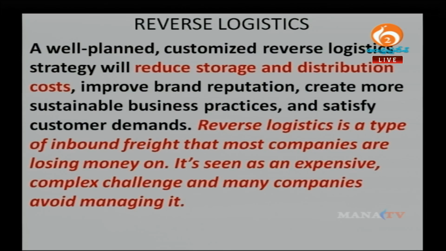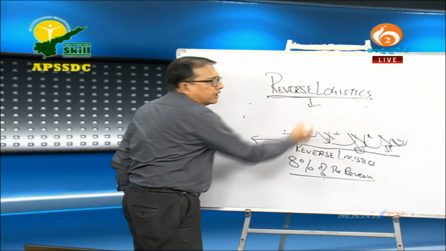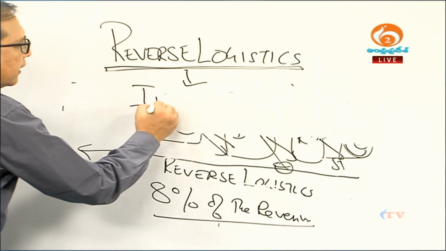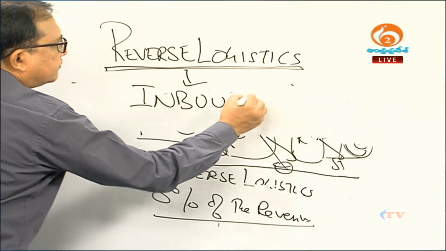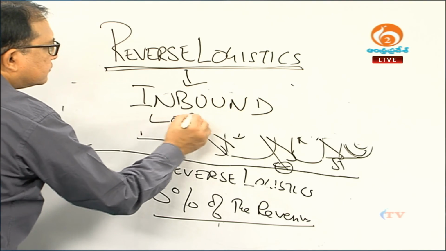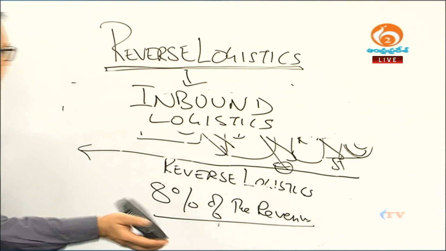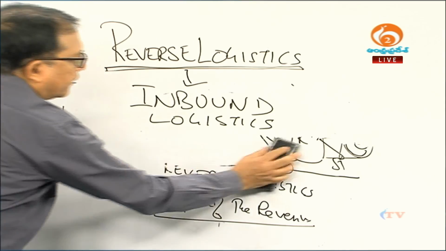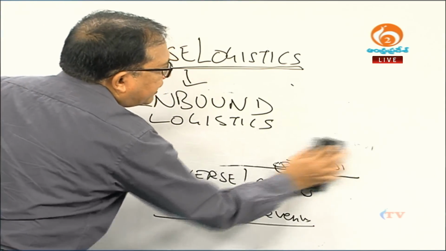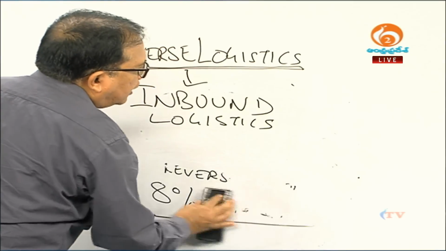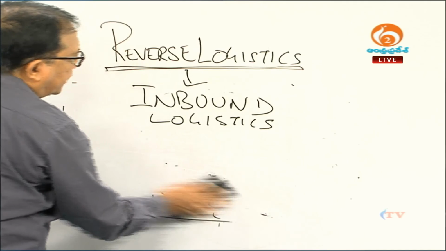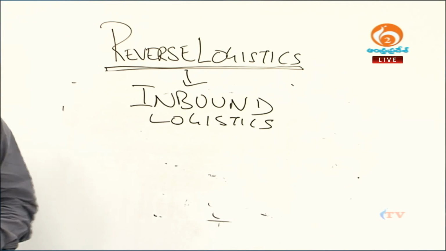So, one thing that we all must remember about reverse logistics is, let us see the board. Reverse logistics is inbound logistics, because the shipment is being sent back and coming back to all the facilities concerned, all the units involved. So, it is inbound logistics.